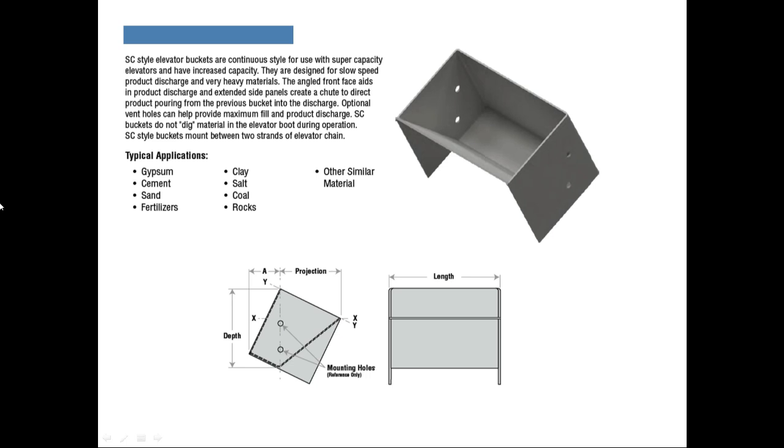SC style elevator buckets are continuous style for use with super capacity elevators. SC means super capacity, and these have increased capacity. They are designed for slow speed product discharge and very heavy materials. The angled front face aids in product discharge and extended side panels create a chute to direct product pouring from the previous bucket into the discharge. The optional vent holes can help provide maximum fill and product discharge. SC buckets do not dig material in the elevator boot during operation.